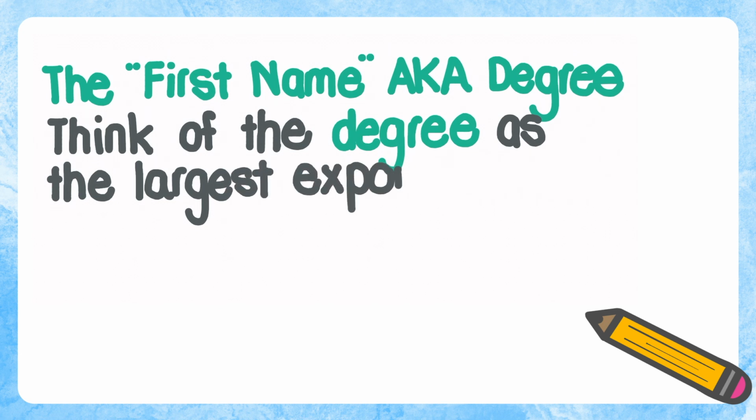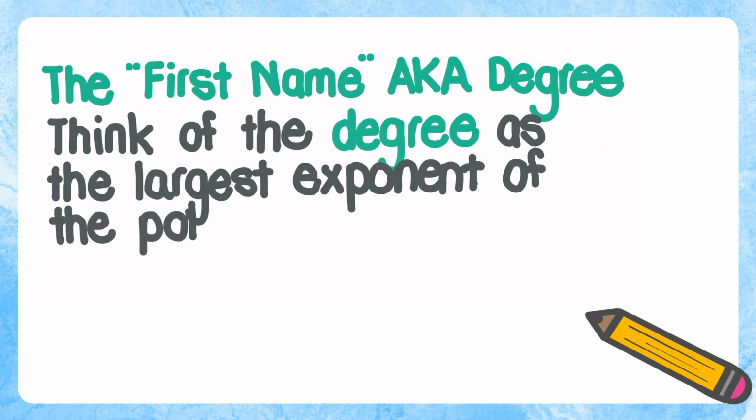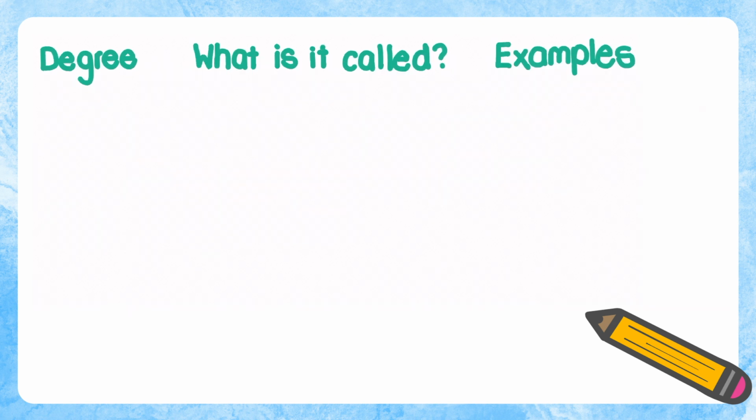Think of the degree as the largest exponent of the polynomial. So when you look at the polynomial, what is the largest exponent? That's going to tell you the degree. I know my talking and writing isn't super synced, so remember you can pause the video at any time if you need more time to write. Let's look at the different kinds of first names a polynomial can have depending on the degree.